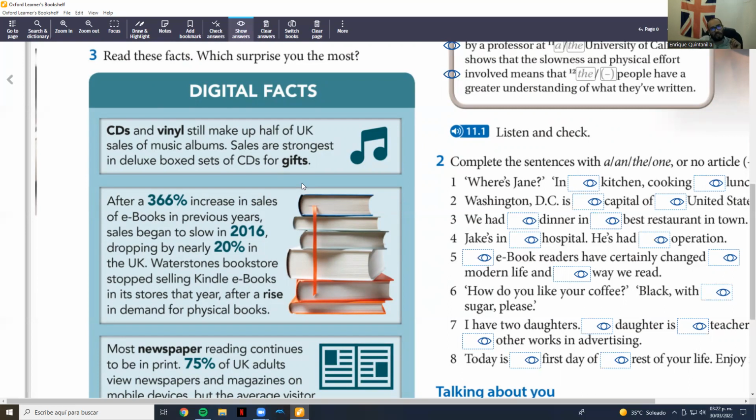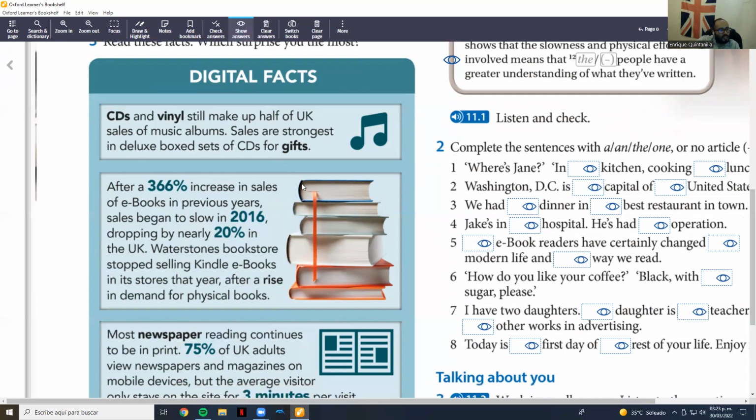After a 366 percent increase in sales of ebooks in previous years, sales began to slow in 2016, dropping by nearly 20%. It was very popular, the ebook, because Amazon created kind of a tablet. It was the first tablet in which you can read books digitally. Obviously, you have to buy the books. There was no other chance of downloading these books for free. Waterstones bookstore stopped selling Kindle ebooks in stores that year after a rise in demand for physical books. In those years it was super popular to have Kindle ebooks, but it just stopped.